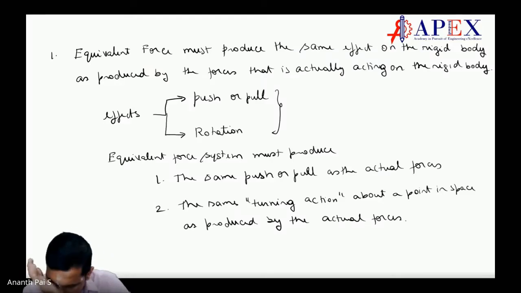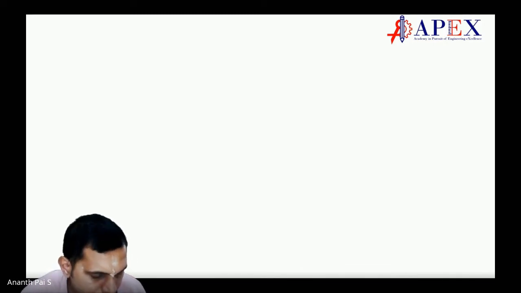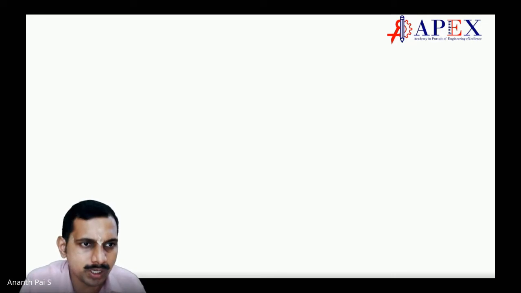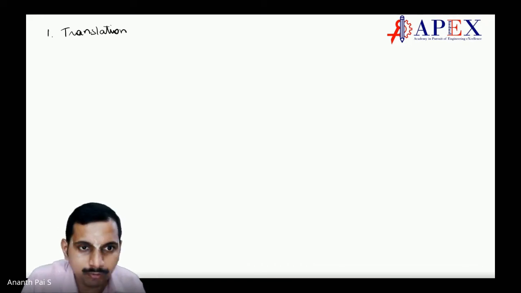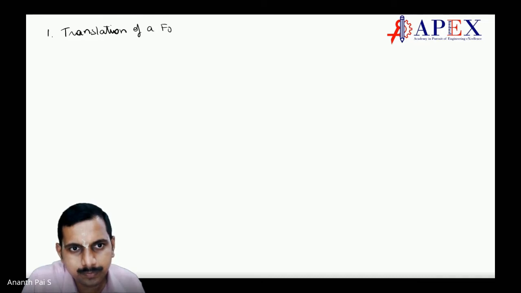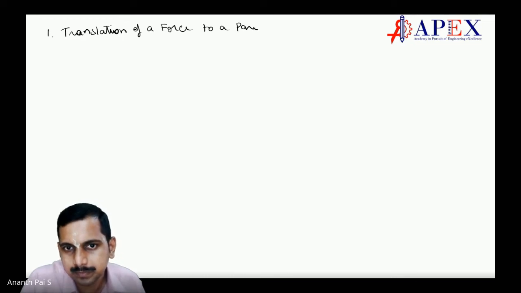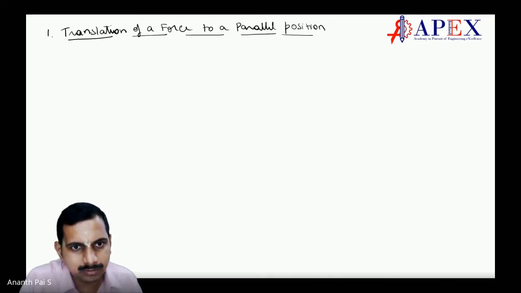Good. Now next. Now let us see what should happen here. First of all, to find out the equivalent force system, there are some methodologies to be used. The first one is translation of a force to a parallel position. Let us see how we can translate a force to a parallel position.